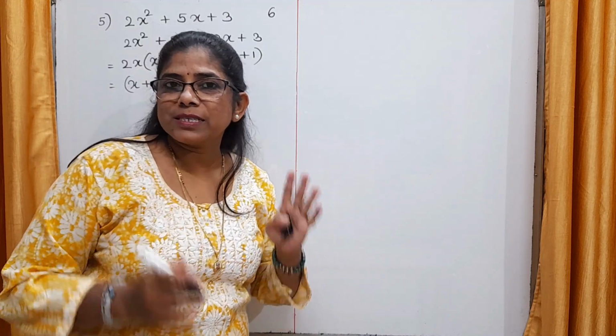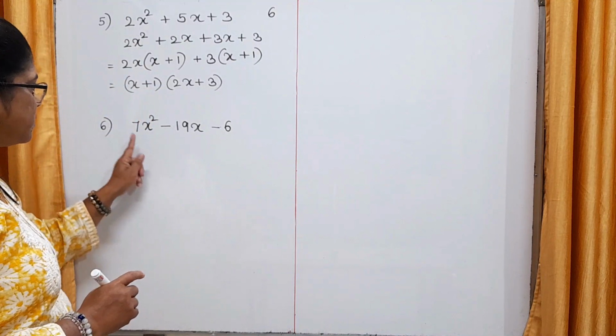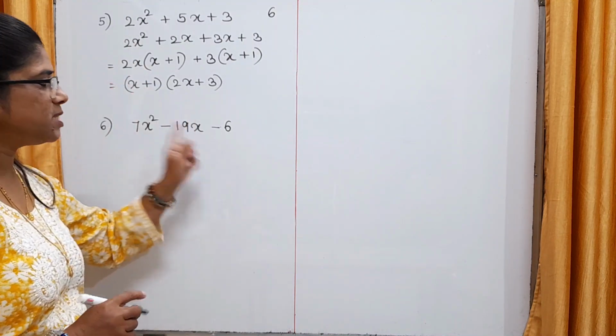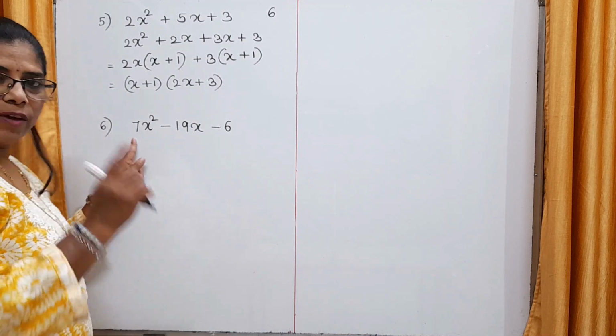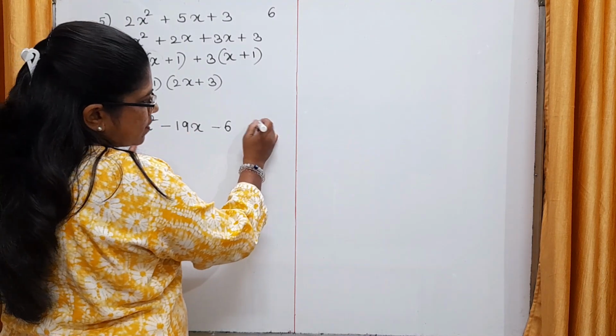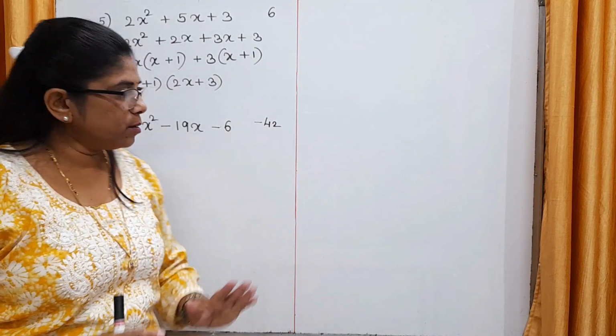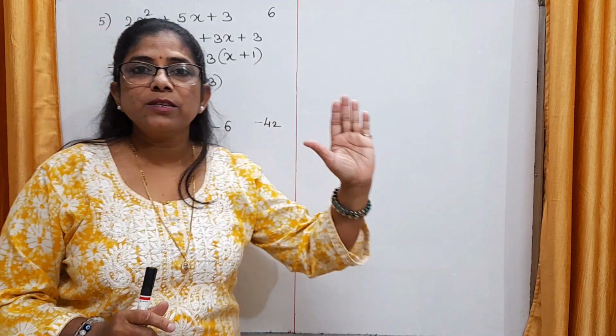Let's move to the next example. Now this is our next example, 7x² - 19x - 6. Here we have to multiply the first term and the last term. 7 into -6 is -42. Now here the product is -42.